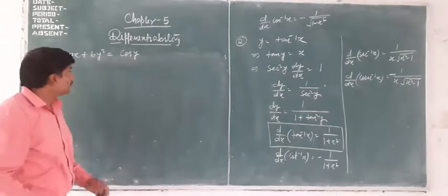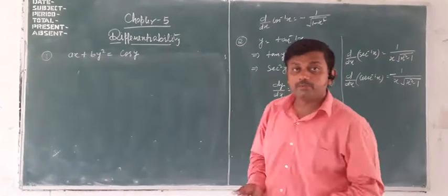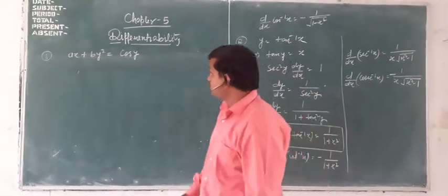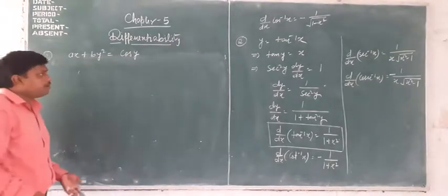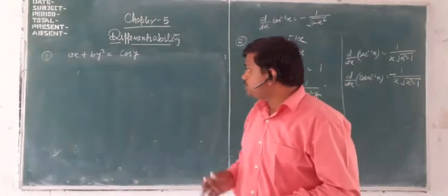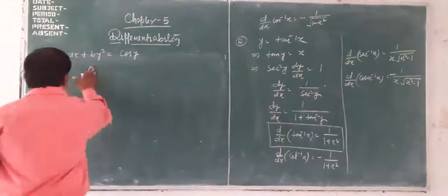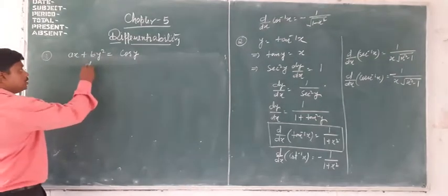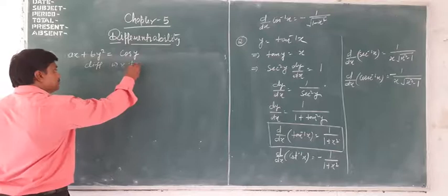Here we cannot express y in terms of x or x in terms of y. If you are able to express it, then there is no problem. Simply you have to differentiate both sides with respect to x. So differentiate with respect to x both sides.